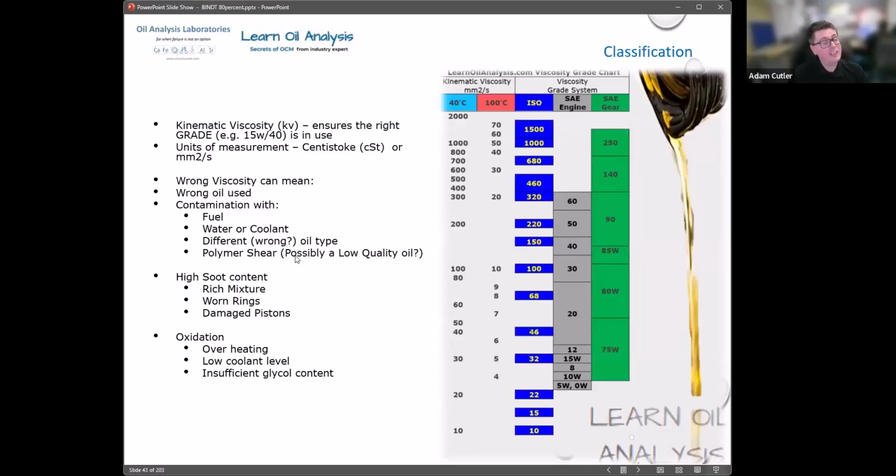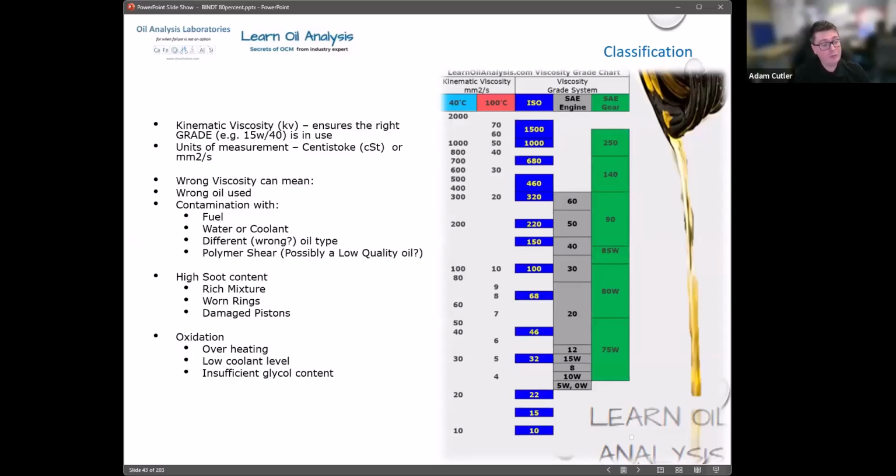You can have polymer shear. These additives that are making it appear thicker than it is can actually be what's called sheared or broken down, and so they don't work as well as they did. And so you can, over time, see the viscosity of the product drop. And if you look at the reasons why the viscosity can go up over time, it's actually the same reasons. When we talk about fuel, fuel is thinner. But another thing that's also produced in an engine is soot.